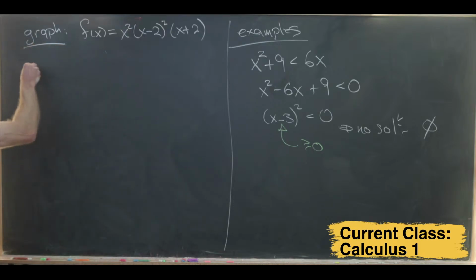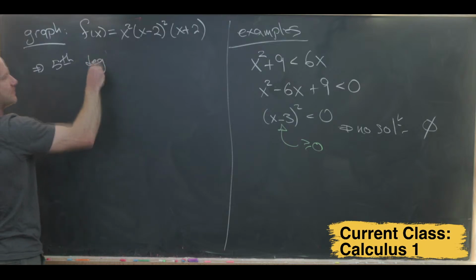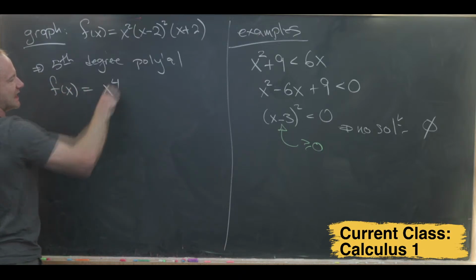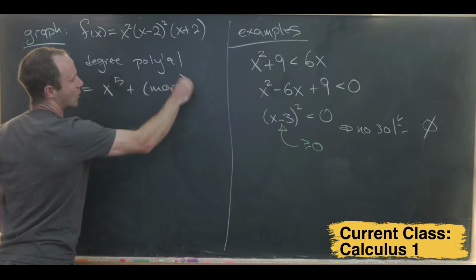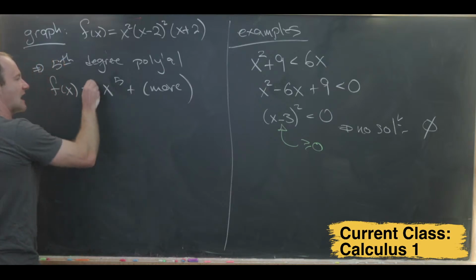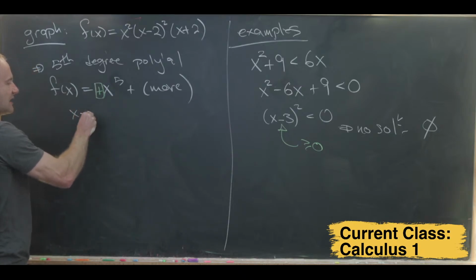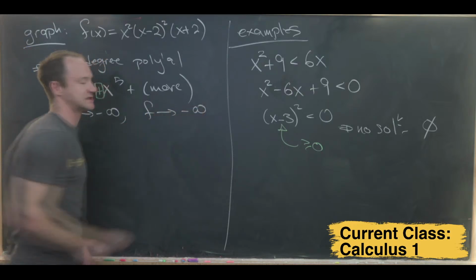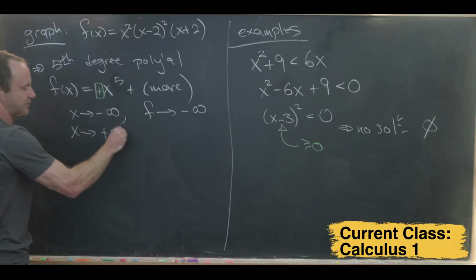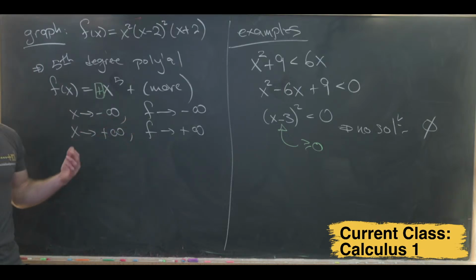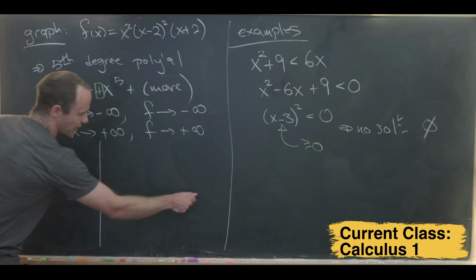First of all, this is a 5th degree polynomial. If we were to multiply this out, it would be x to the 5th power plus more. The important thing is that we have a positive coefficient in front of the x to the 5th. So its end behavior as x goes to minus infinity is minus infinity, and as x goes to plus infinity is plus infinity. In the calculus world, these are thought of as limits, but in a pre-calculus class, which I generally teach every year, you say the words end behavior instead of limit. That gives us a good starting point for the graph.